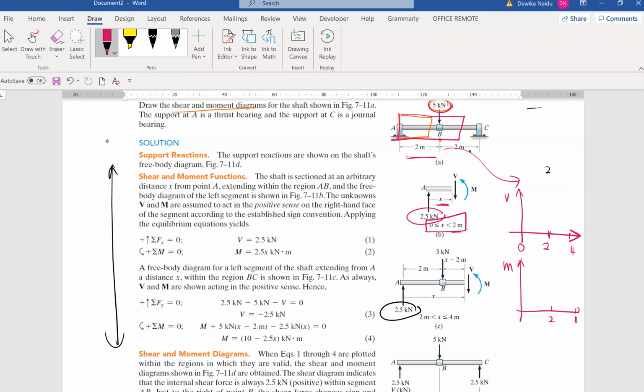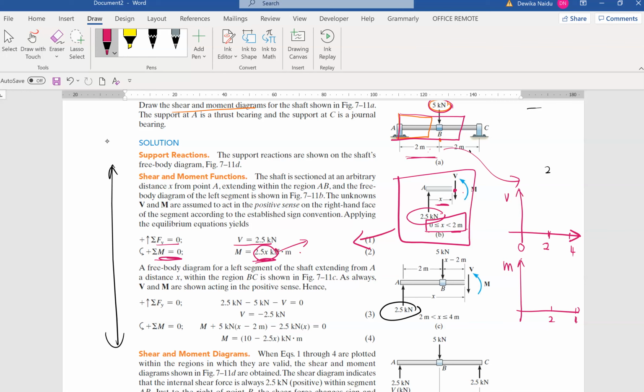So the first set of equations for this segment. We have Fy equals 0, where V is 2.5. And then we have moment at this point here, that will be 2.5 multiplied with x. This is the reason why we have kept it in x form, because we want equations in order to plot the graph.